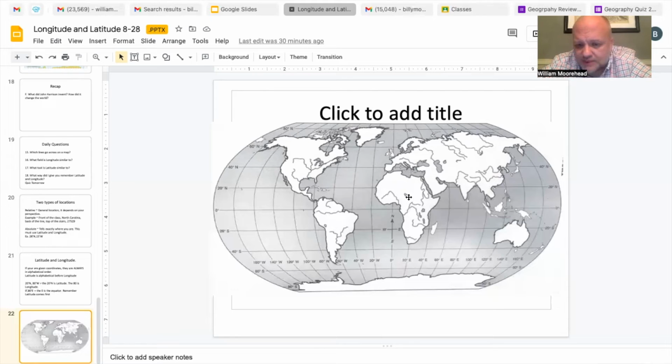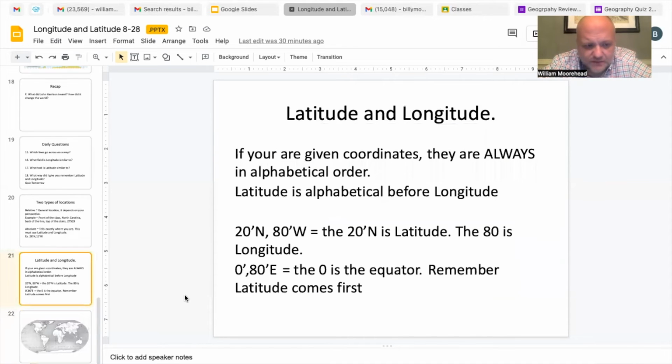Let's try another one. 20 south, 80 east. One finger on 20 south. And maybe you're right or left-handed, depending on what way you want to do it, the same lines are over here. The same way that the lines up here are the same lines that are down here. So it doesn't matter really where you start, as long as you find the correct line.